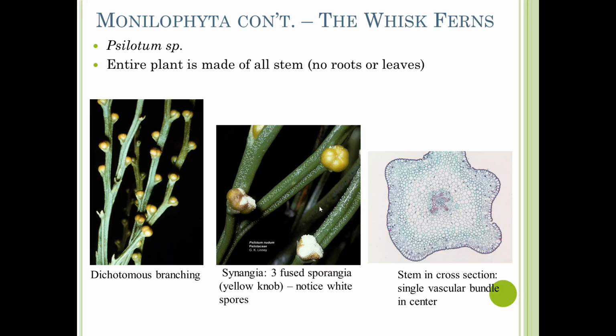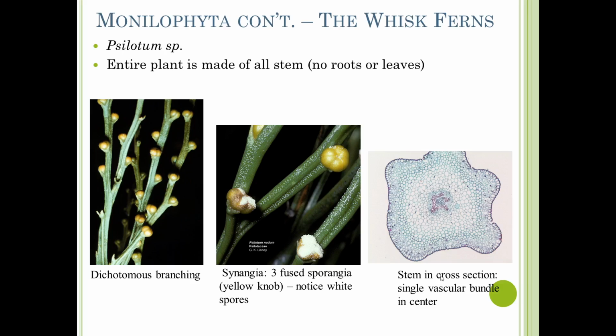And so you can see that they are all fused together, especially in this one. There's one sporangium, a second one, and a third one, making up a synangium, or synangia plural. And when they open, they are just packed, filled with mature spores. So thousands upon thousands of spores there.